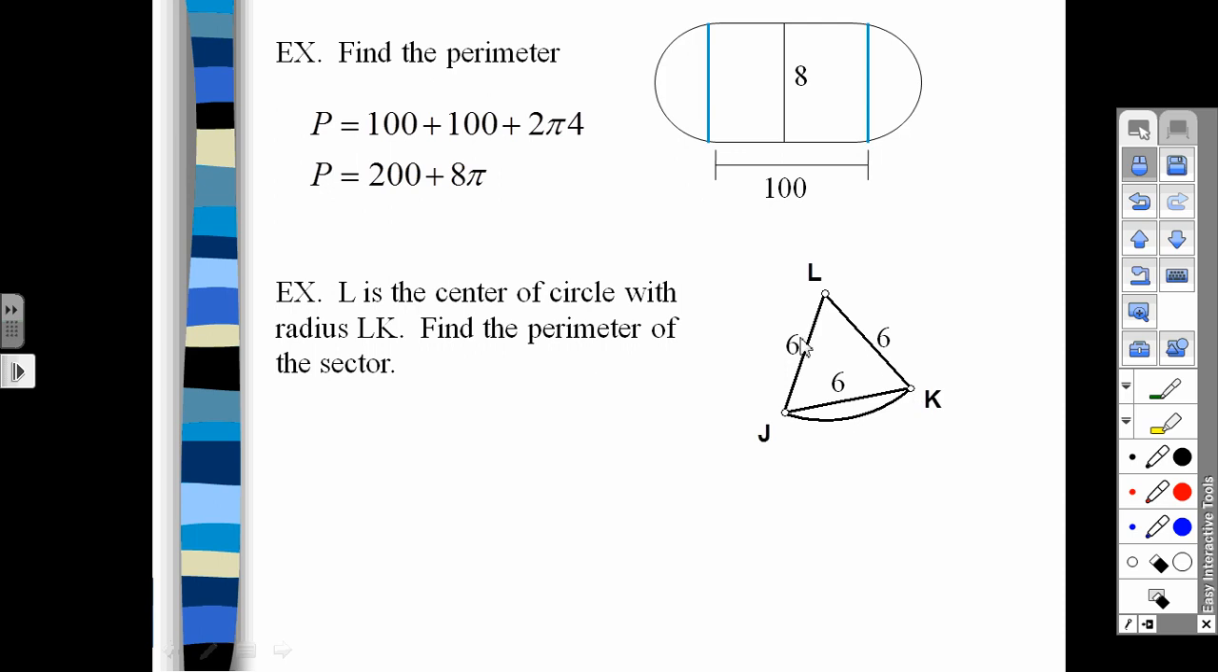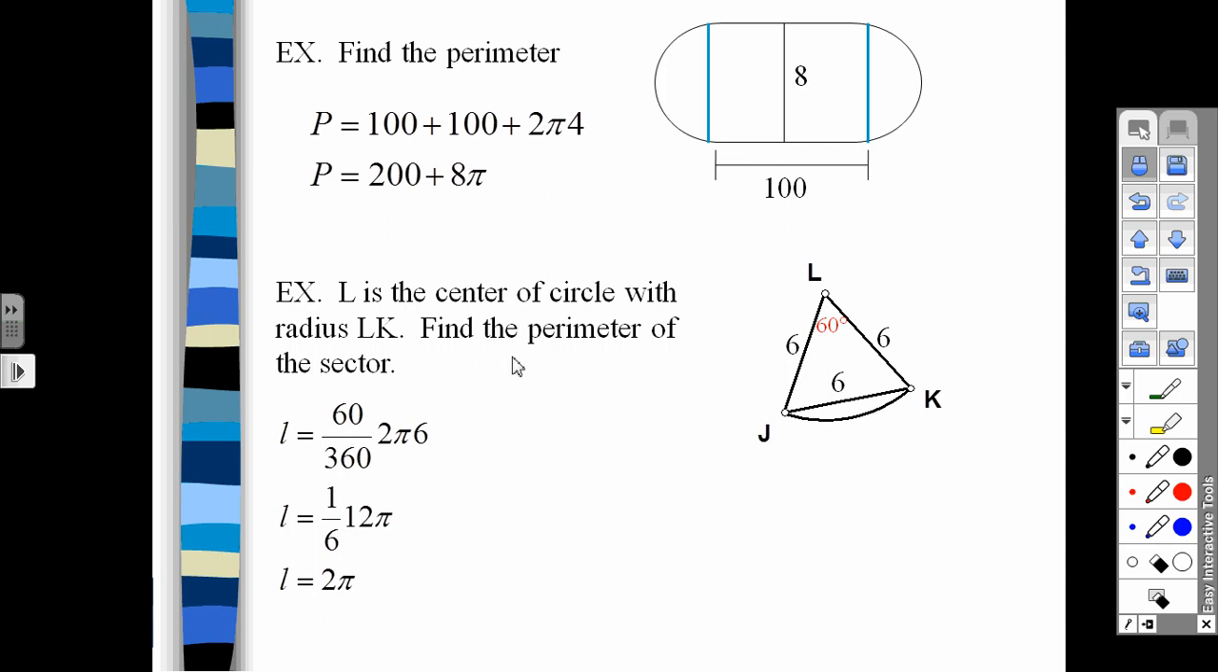So if this, and that are all 6, that means it's an equilateral triangle, and therefore this angle is 60 degrees, which means this arc is also 60 degrees. So if you remember, to figure out arc length, if we wanted to just find the length of JK, we're going to take 60 and divide it by 360 and multiply by the circumference. So circumference is 2 pi r. When you simplify that down, your arc length comes out to be 2 pi.